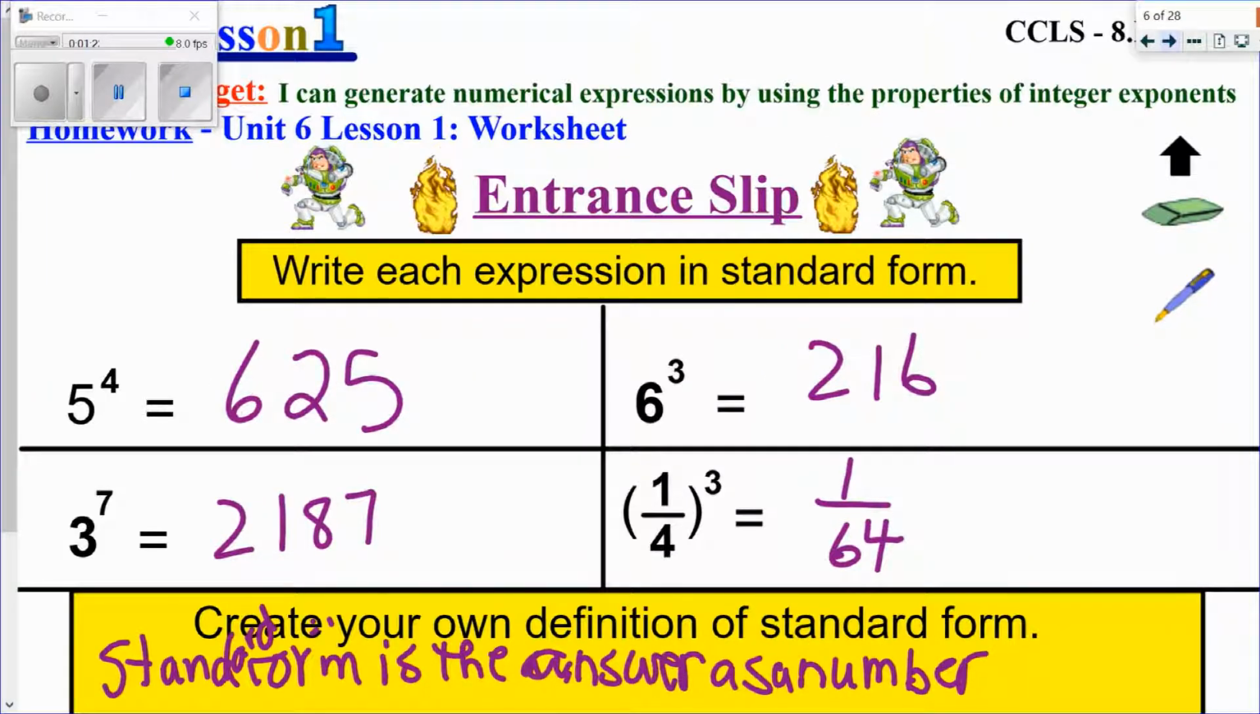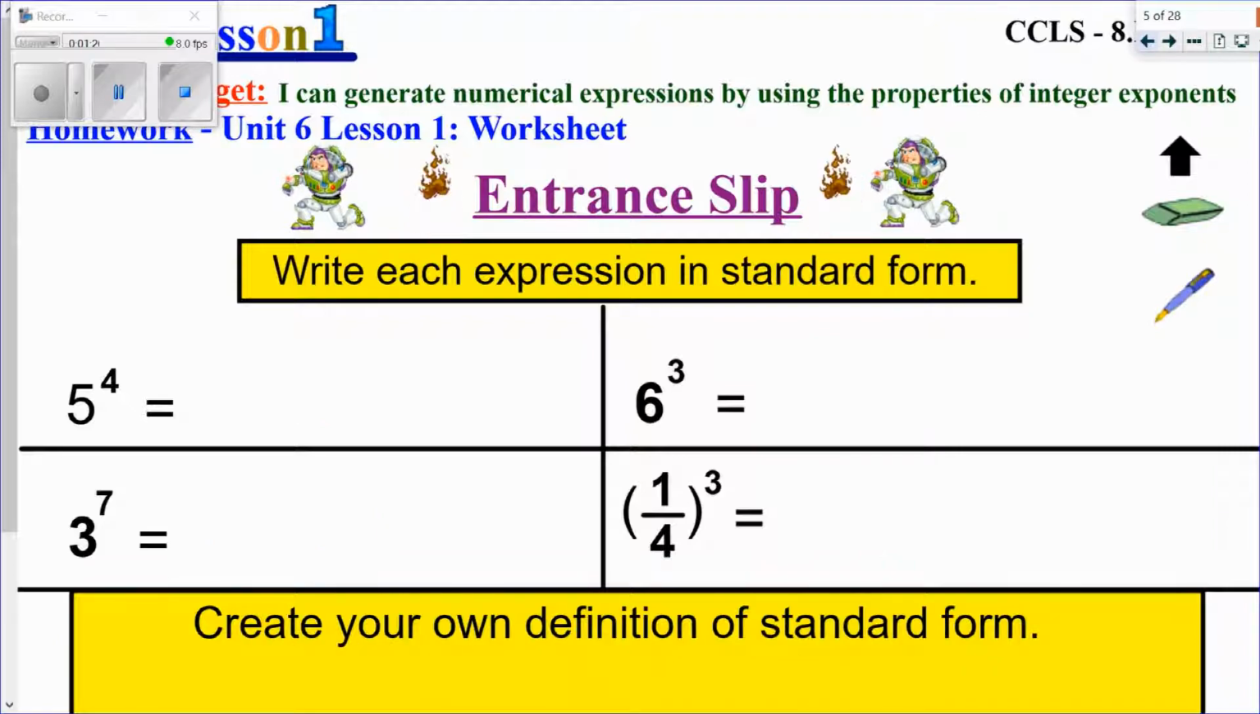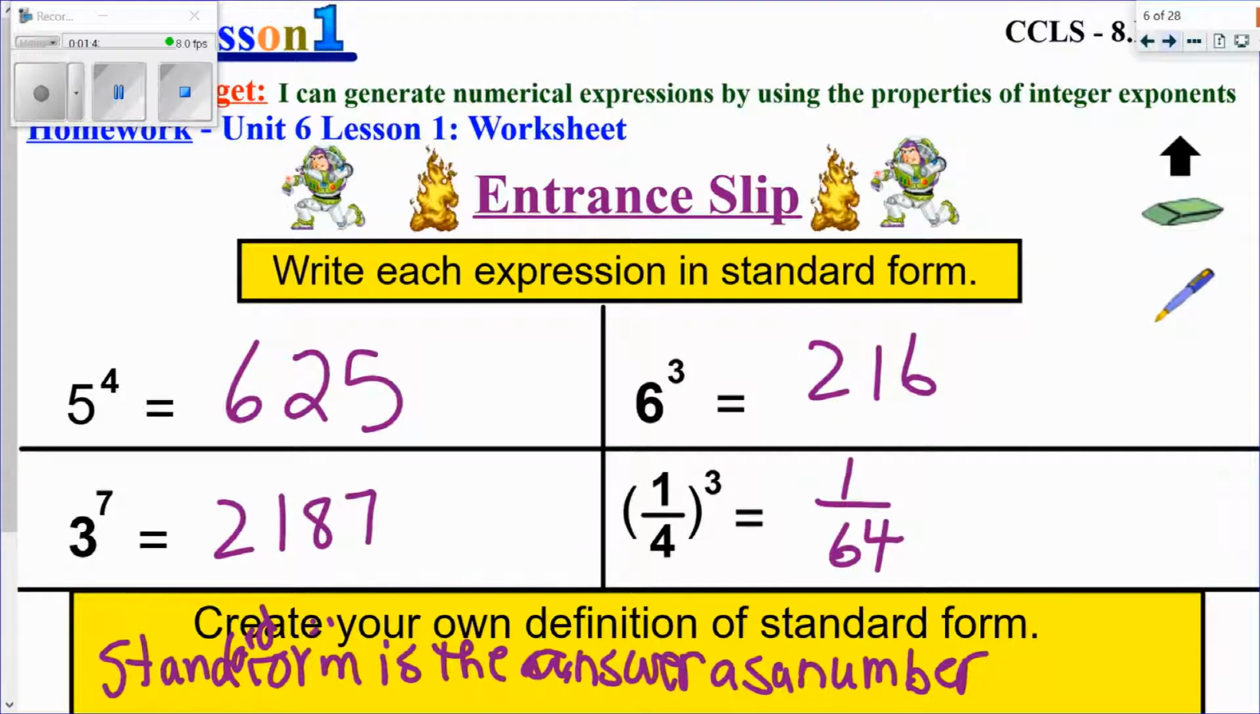Write each expression in standard form. So you have 5 to the 4th, 6 to the 3rd, 3 to the 7th, and 1/4 to the 3rd. Hit pause, then hit play to assess your answers. Here are the answers in standard form, and we have 5 to the 4th is 625, 3 to the 7th is 2,187, 6 to the 3rd is 216, 1/4 to the 3rd is 1/64. Create your own definition of a standard form. Standard form is the answer as a number.